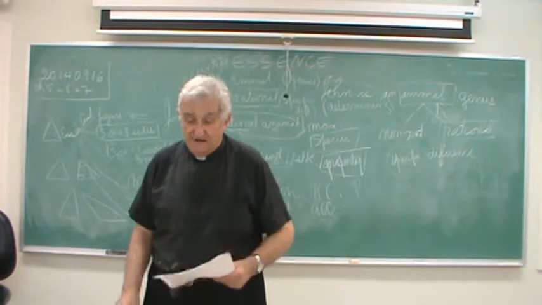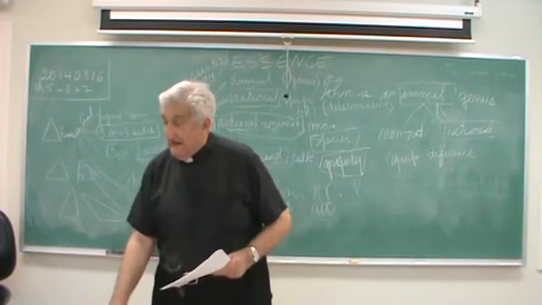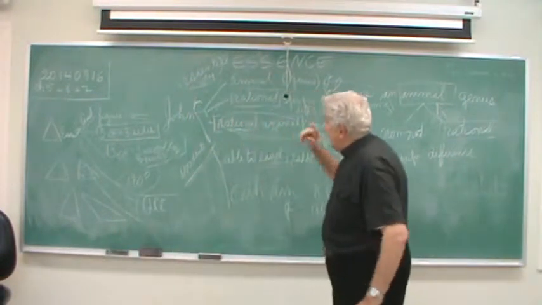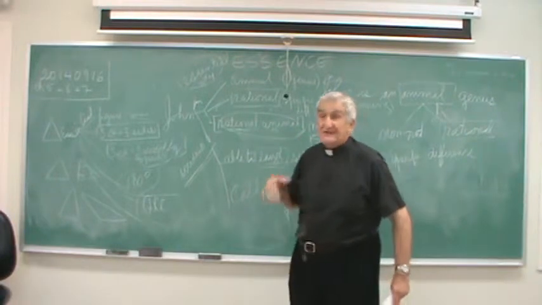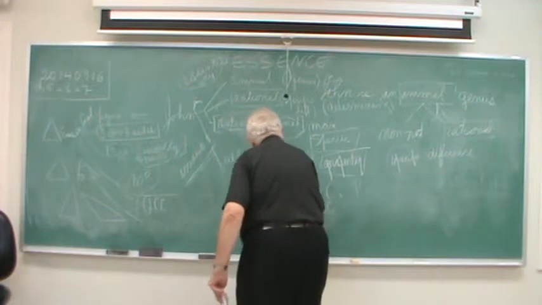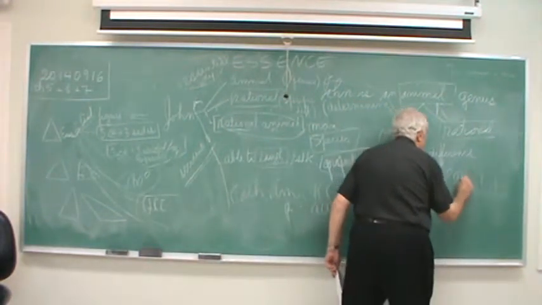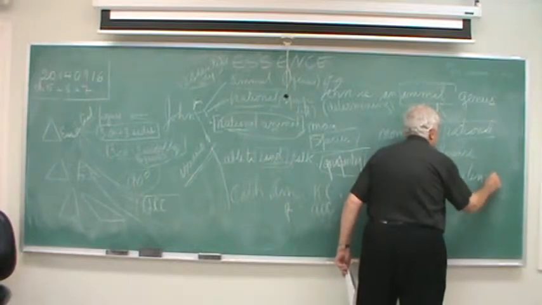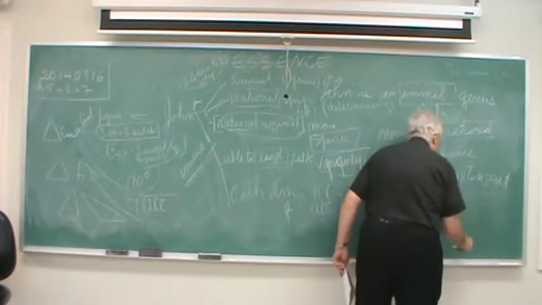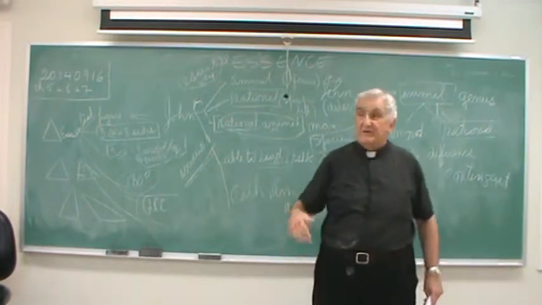I continue. So the property is peculiar to, and in fact, accident. Another word for accident is contingent. Contingent means it can happen. Accident is the same: accident means can happen, can fall. Accidentally means to fall.